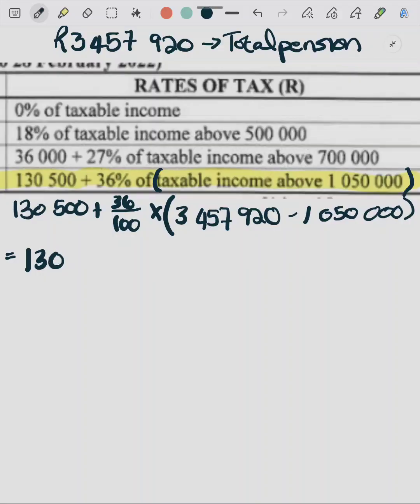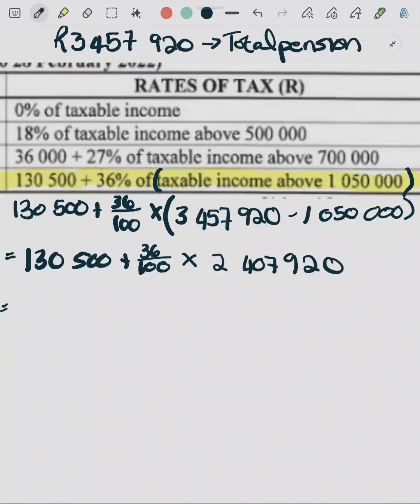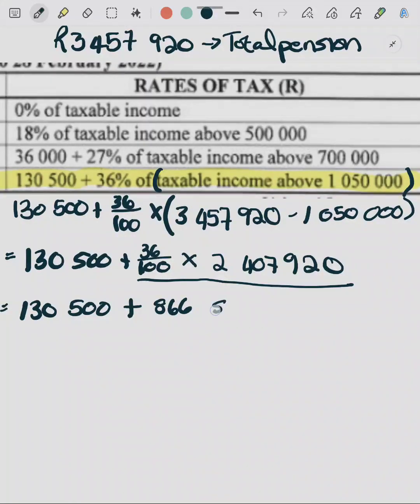Right, then from here you can start going into your calculator. So we just do this step by step. 130,500 plus 36 over 100 times by that subtraction, which will give you 2,407,920. Then we do our next step. We're basically using BODMAS here. We're doing multiplying first. That's why the next step is going to be doing that multiplication. So the 130,500 stays there. 36% of that will give me 866,851.20, because it's money, so 2 decimals.